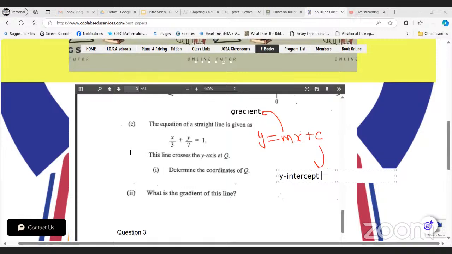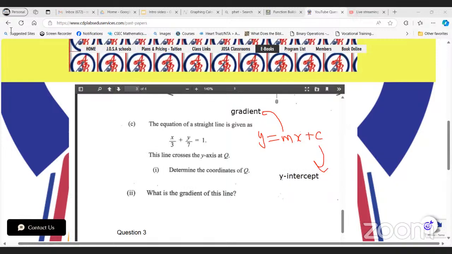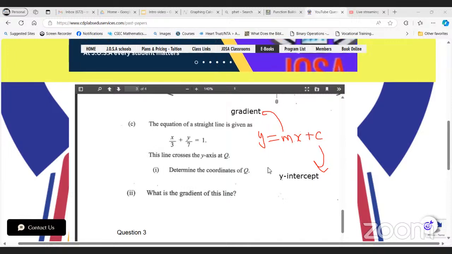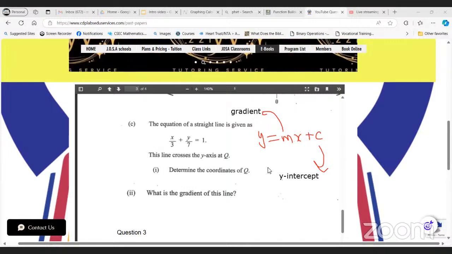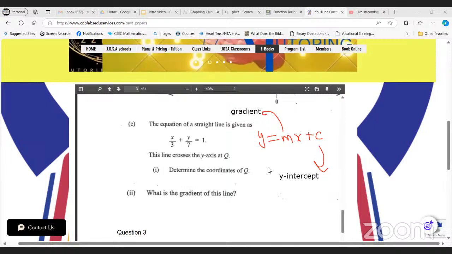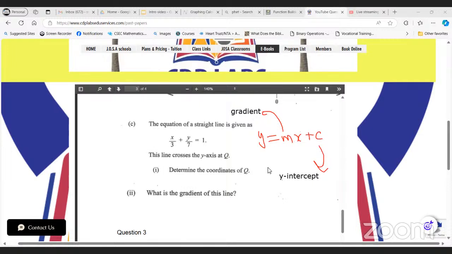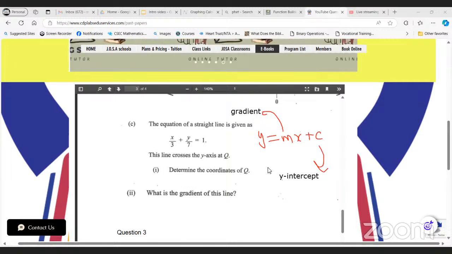Y-intercept. Now, the y-intercept is when the value of x is equal to 0, and then whatever the value of y is becomes the value of C. And that is best explained on the graph, the GeoGebra graph.